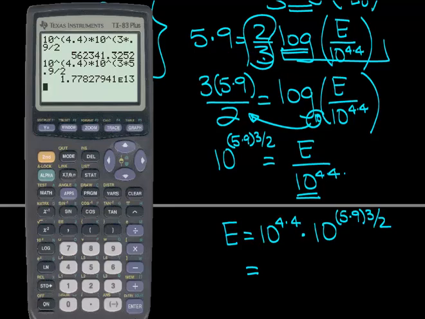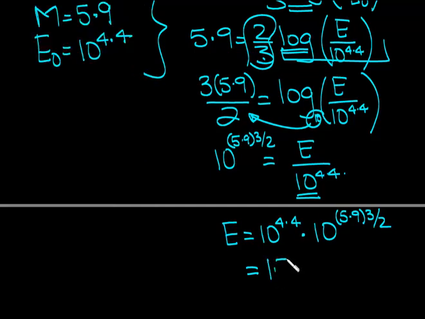So that's better. It's roughly 1.78 times 10 raised to 13. So it's roughly 1.78 times 10 raised to 13 joules. So an earthquake of magnitude 5.9 releases that much energy.